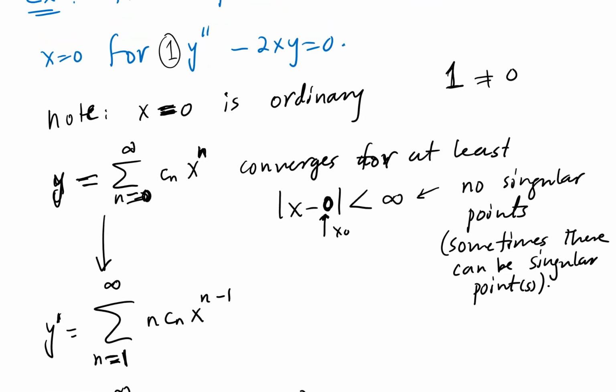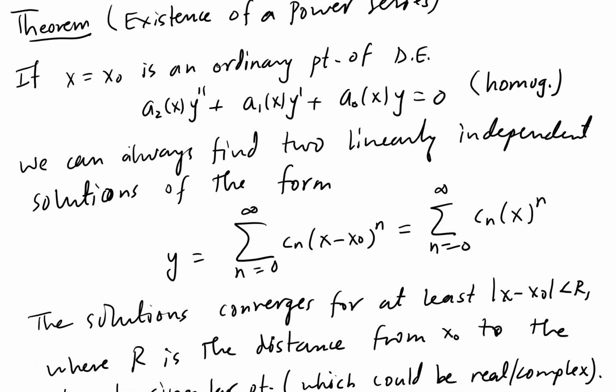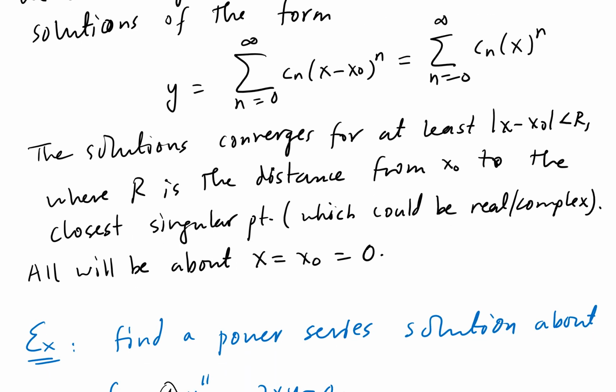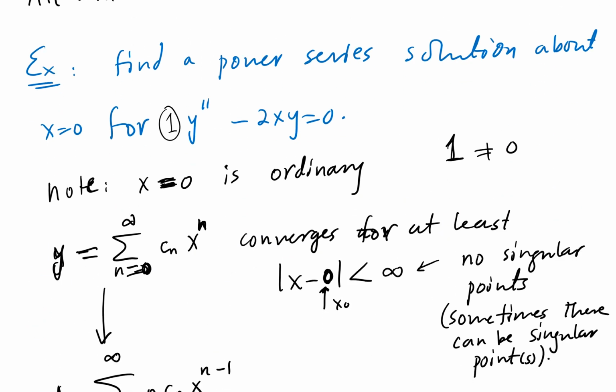So first thing is, it's about an ordinary point. Find an ordinary point which was x0 for the homogeneous equation. We can always find 2 linearly independent solutions of this form. And that's what we just did.